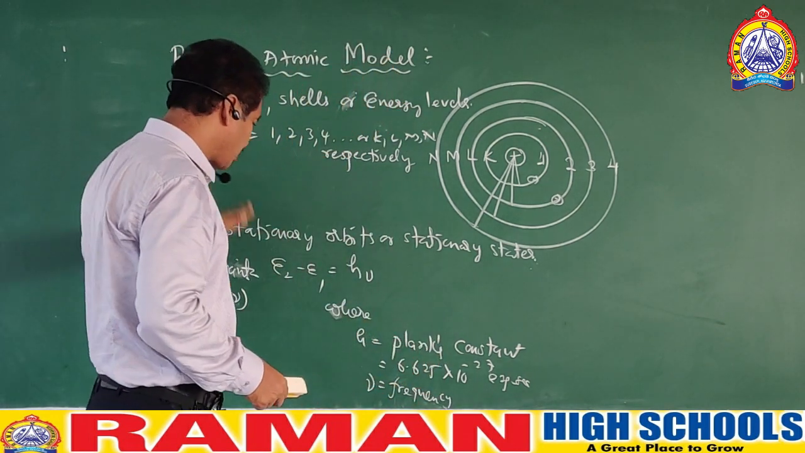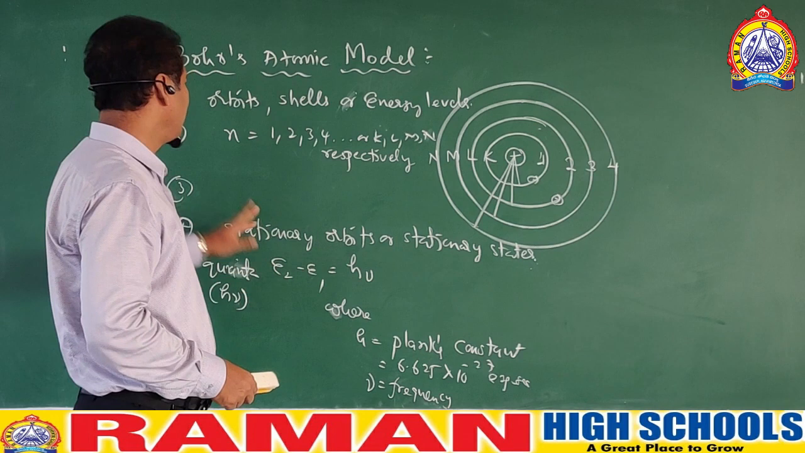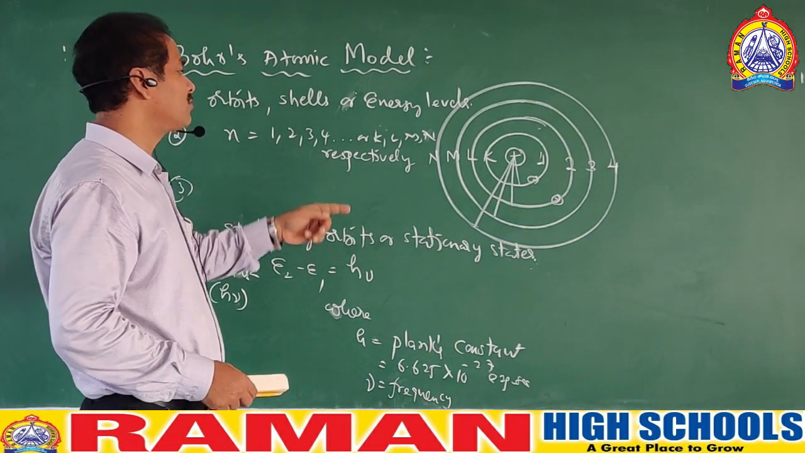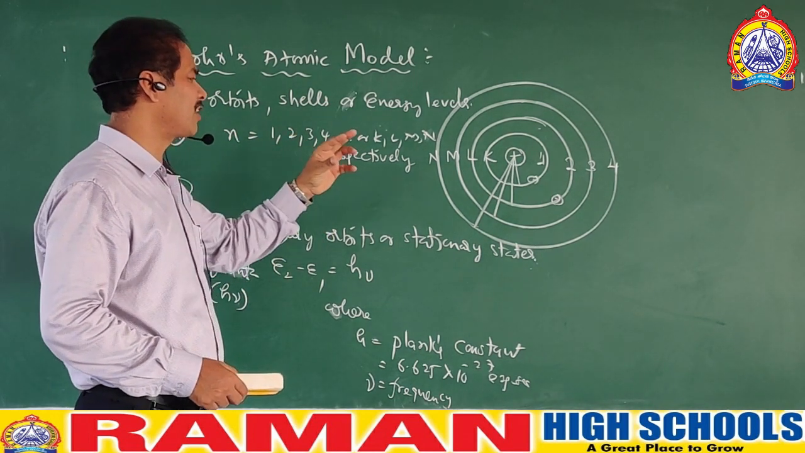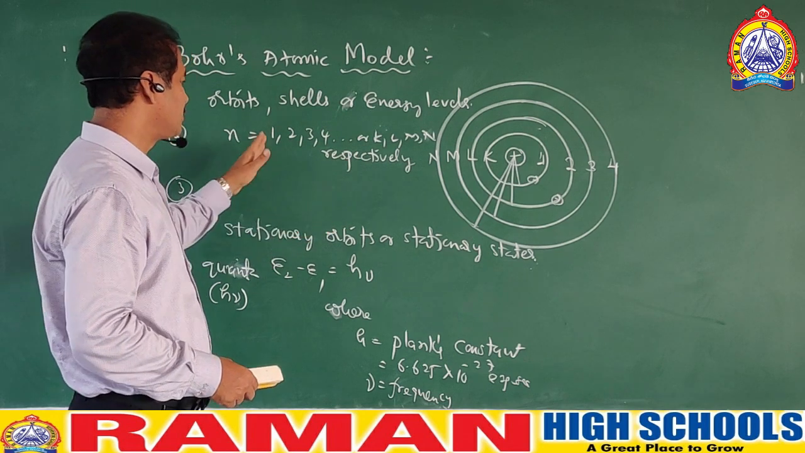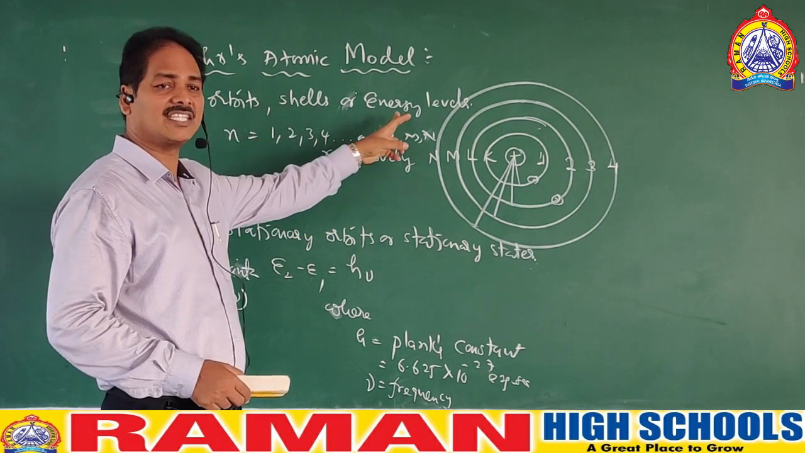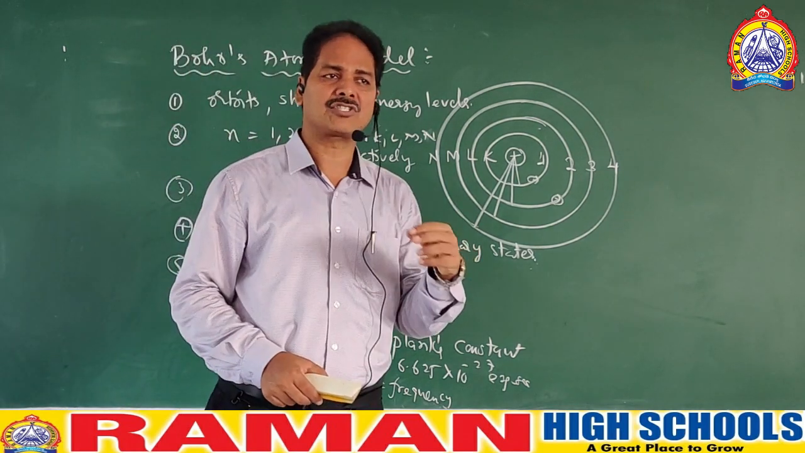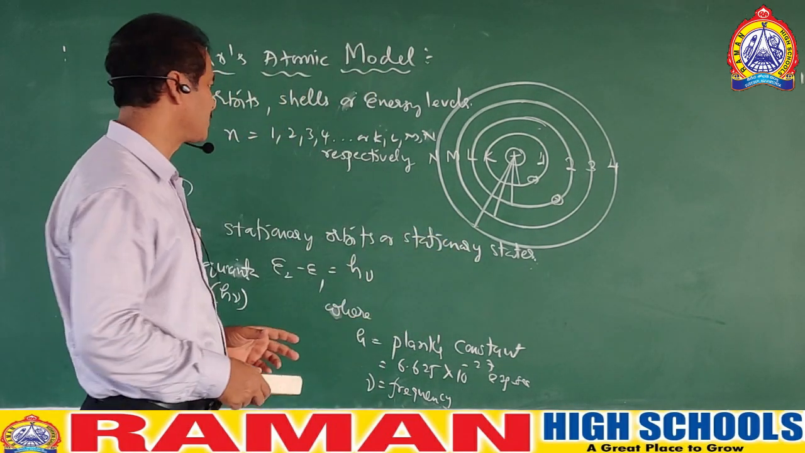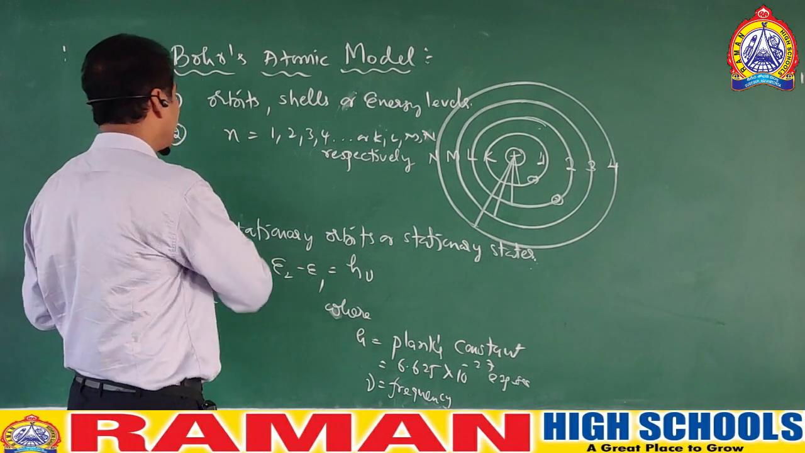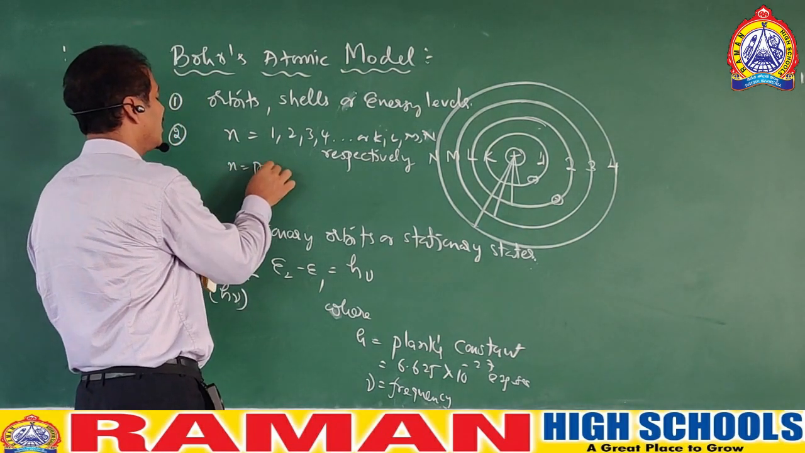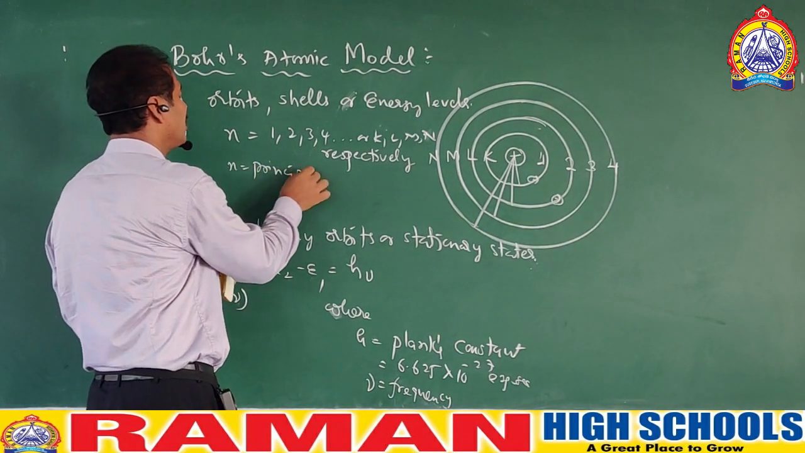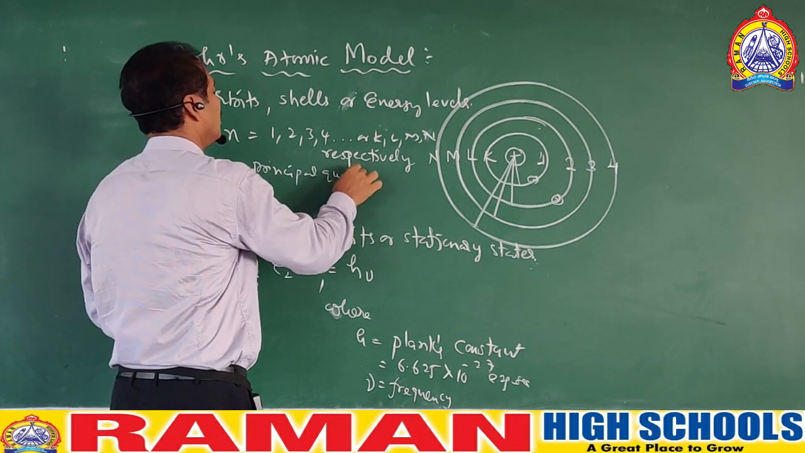So these are some of the postulates of Bohr's atomic model. Once again, electrons in the atom revolve around the nucleus in definite circular paths with high velocity. These paths are called orbits or shells or energy levels. The energy levels are indicated by the letter n. n is equal to 1, 2, 3, 4 or K, L, M respectively, where n is called the principal quantum number.